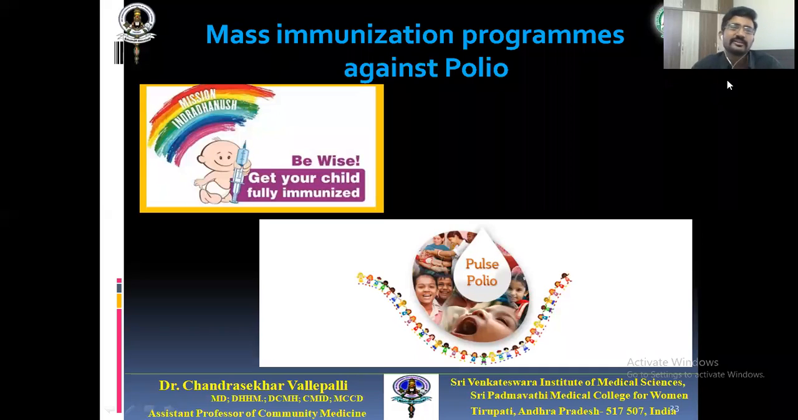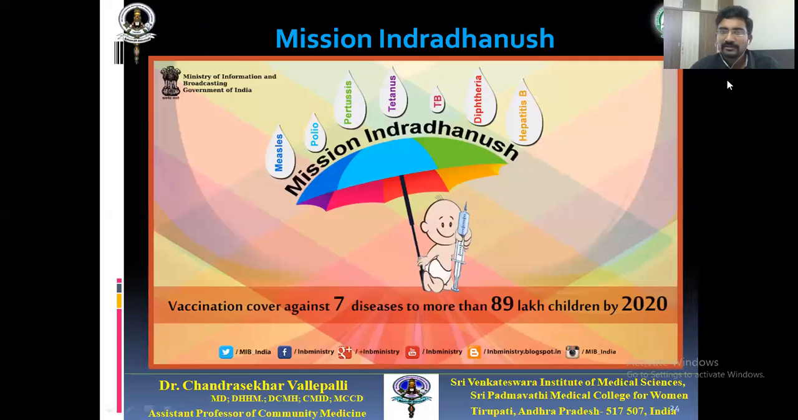Okay. So these are 7 different vaccines which will be given in Mission Indradhanush. So as you said, polio, pertussis, diphtheria, tetanus, tuberculosis, and we can also add measles and hepatitis B. So right, vaccination cover against the 7 diseases to more than 89 lakh children by 2020. This is the target taken by the government of India.